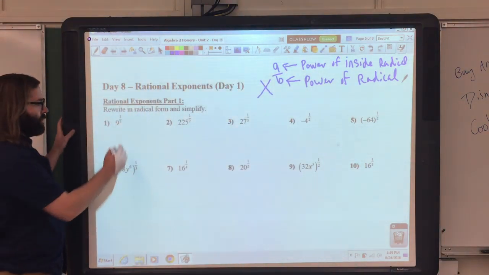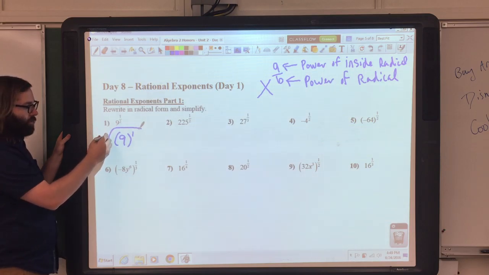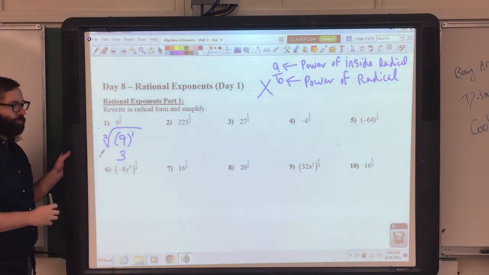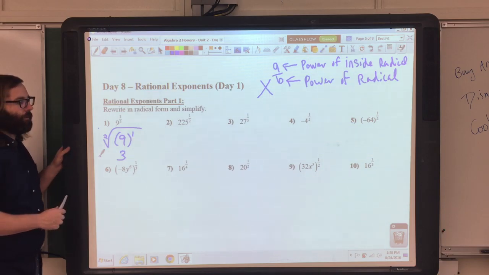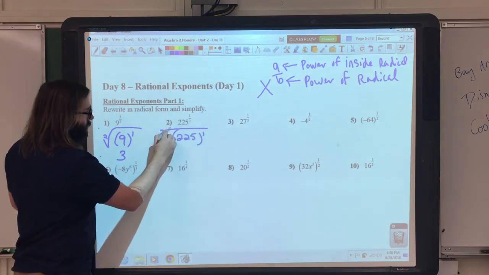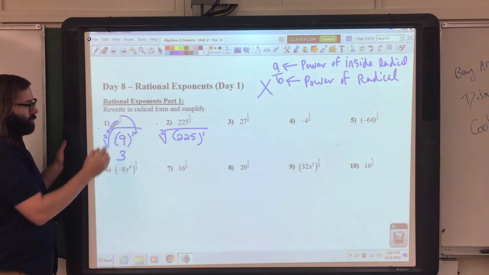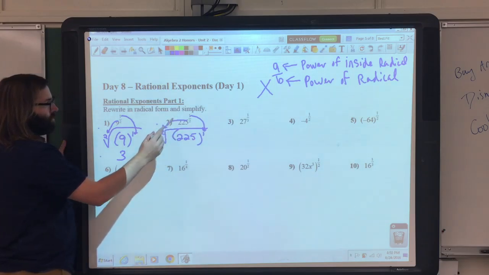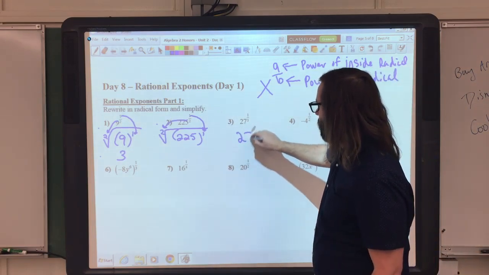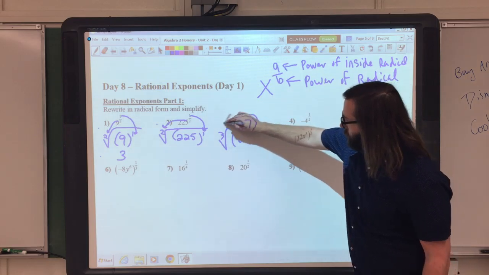So for 9 to the 1/2 power, it's going to be 9 to the 1, and it's going to be a square root. A square root is, technically, there's a 2 down there, but we don't write that because it's implied. But this is 3. Or 225 to the 1/2 power. That's really 225 to the 1 power square root. Your 1 goes inside, your 2 goes right there. 1 goes inside, 2 goes there. So if we take a look at 3, we have 27 to the first power cube rooted. Your 1 comes here, your 3 goes there.